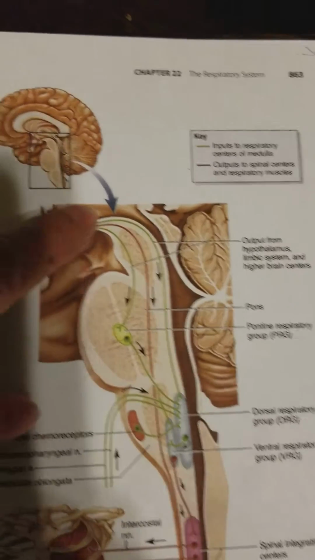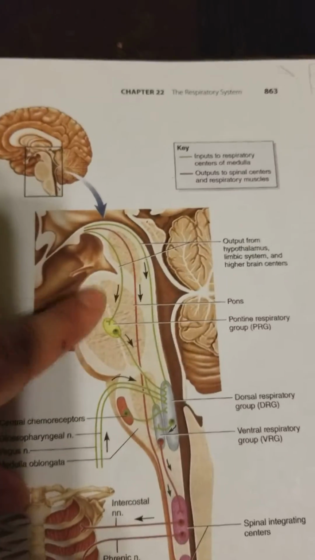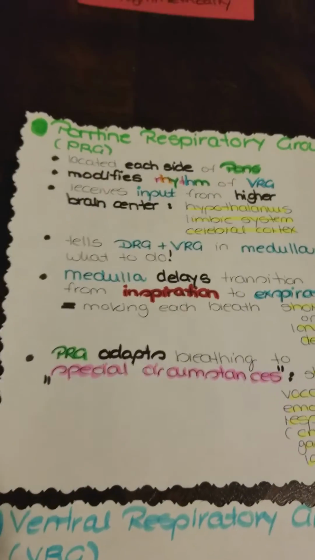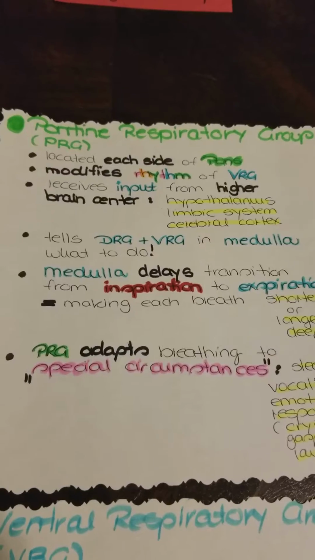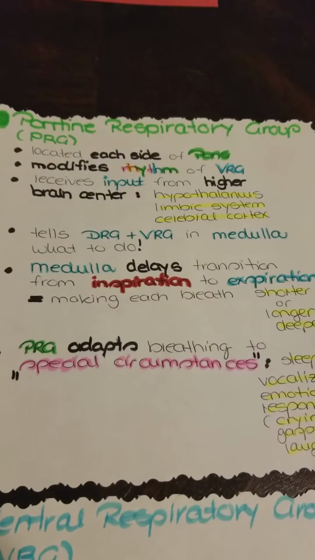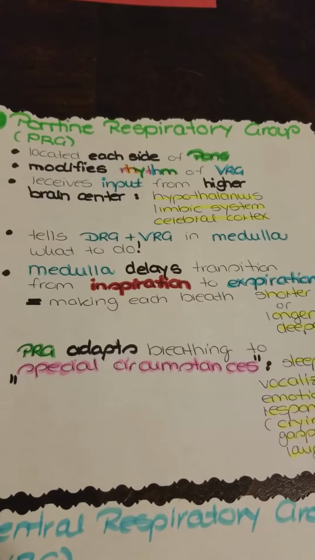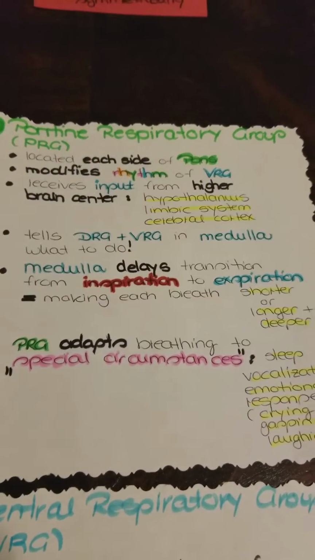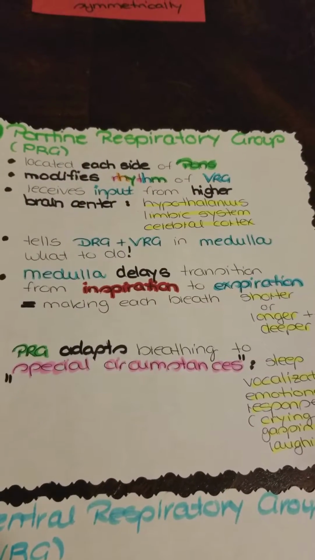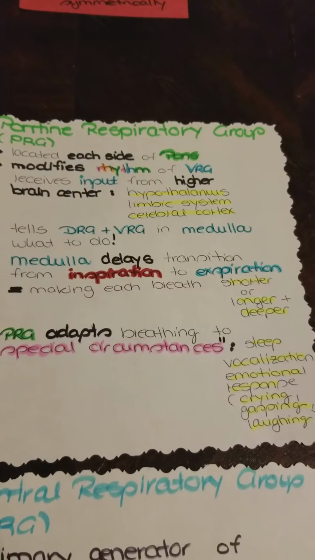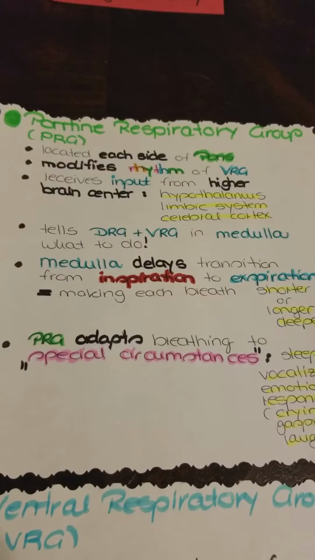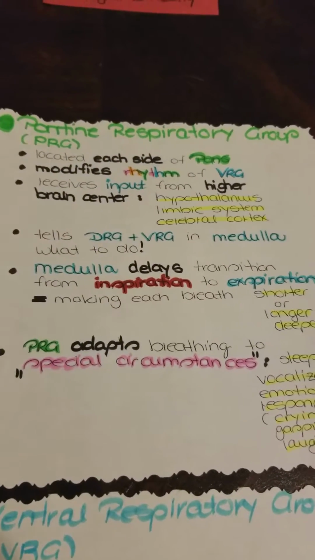And we're going to go over here. Here's your pons, and we're going to start with the pontine respiratory group. It's the green little nucleus right here. It is located on each side of the pons. It modifies the rhythm in the ventral respiratory group, and it receives input from the higher brain centers. That would be the hypothalamus, the limbic system, and the cerebral cortex. So this tells the dorsal and the ventral respiratory group in the medulla what to do.